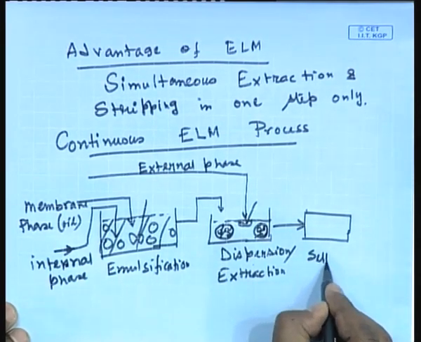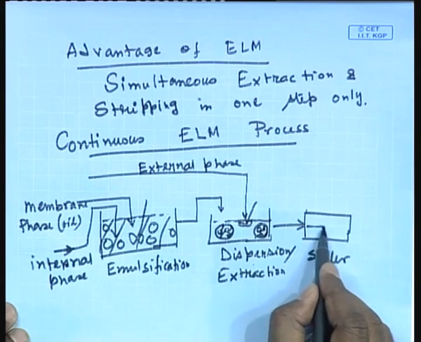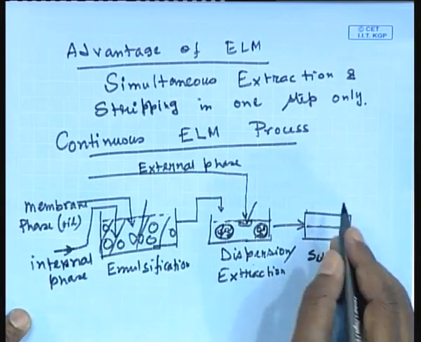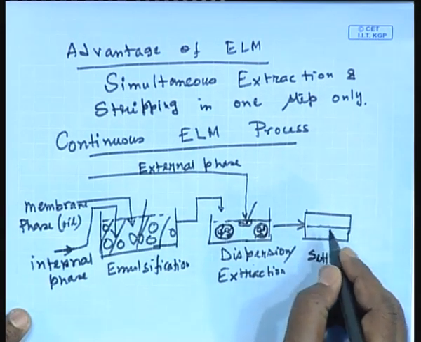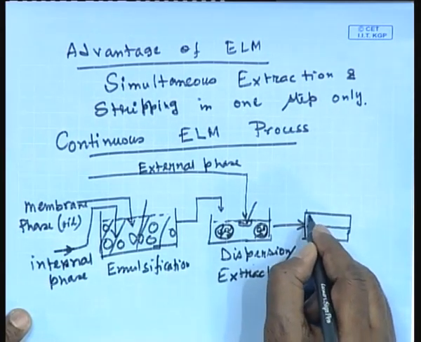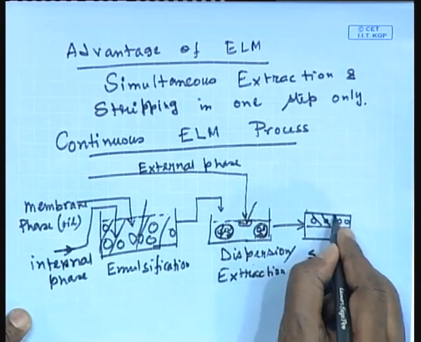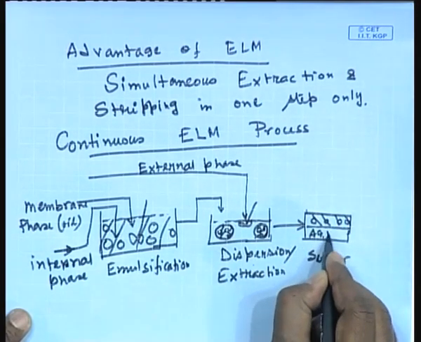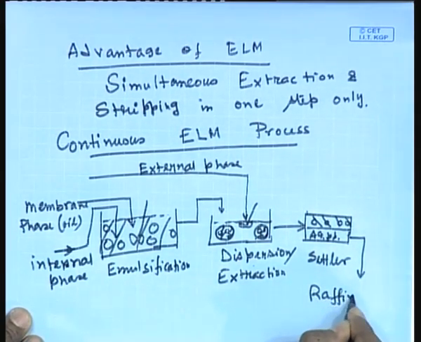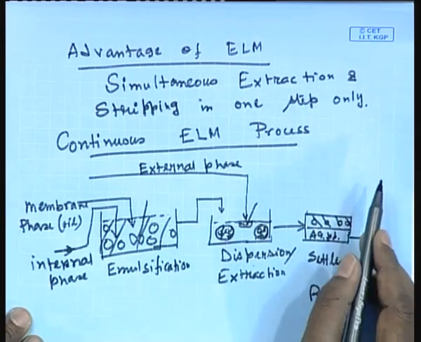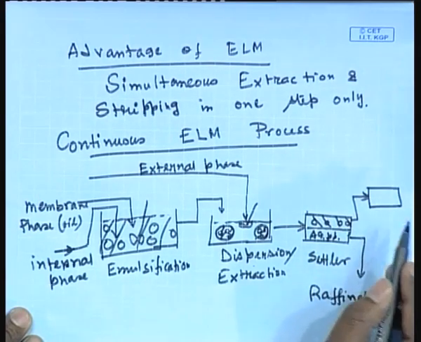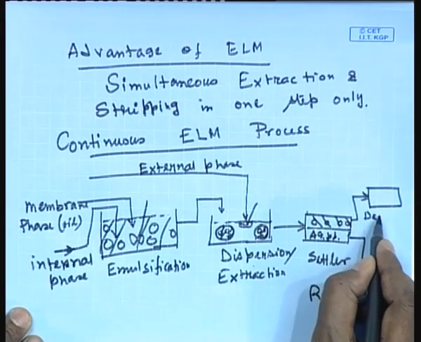This is a settler. So, what happens in the settler? In the settler it separates into two phases. You will have the oil rich phase, the emulsions, here, and you will have the aqueous phase here. This is called a raffinate. The emulsions are taken out and go to a chamber known as de-emulsification or breaking.